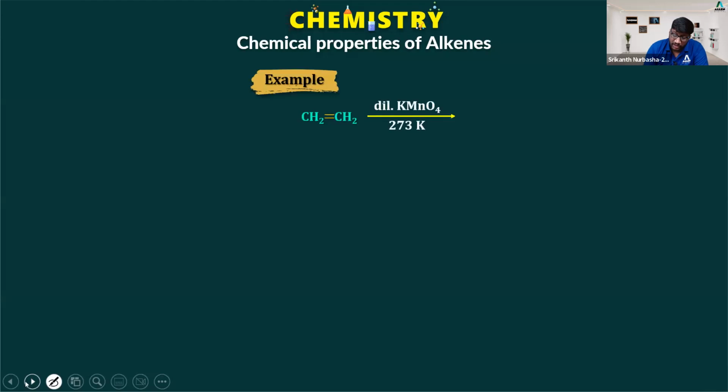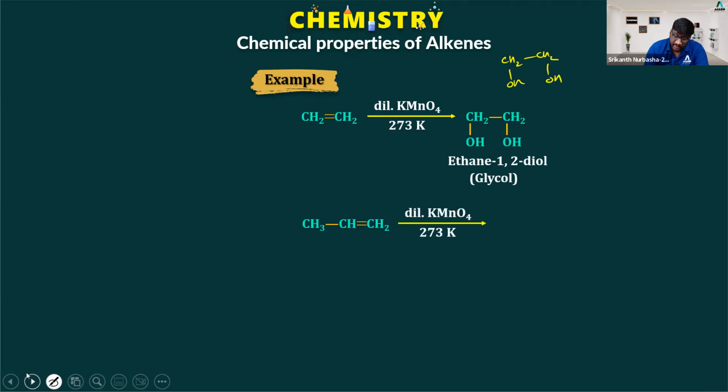Example, CH2 double bond CH2 with dilute KMnO4. It will form what? Ethane 1,2-diol, or ethylene glycol, you can say. So the product will be CH2OH-CH2OH. Next, CH3-CH double bond CH2 with dilute KMnO4 at 270 Kelvin. What is the product? CH3-CHOH-CH2OH. I can say propane 1,2-diol.